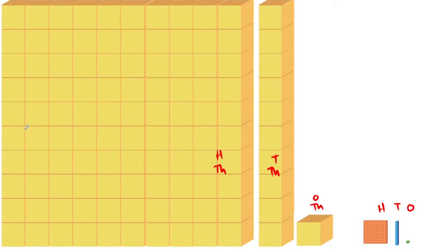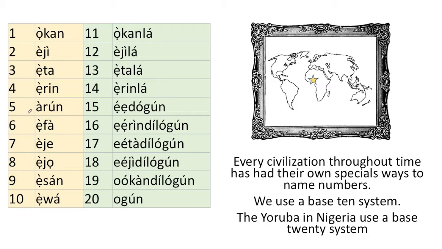And the shortcuts have to do with how the system itself is built. This is true for every number system around the world, and every civilization over time has had their own special ways to name numbers based on their number system. For example, the Yoruba in Nigeria use a base 20 system. And so the way they name their numbers is all related to 20.